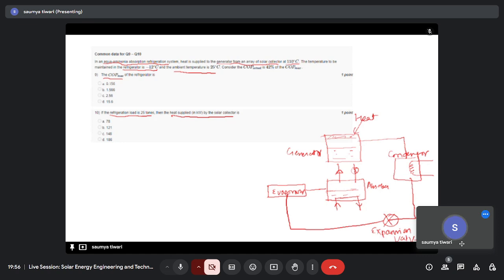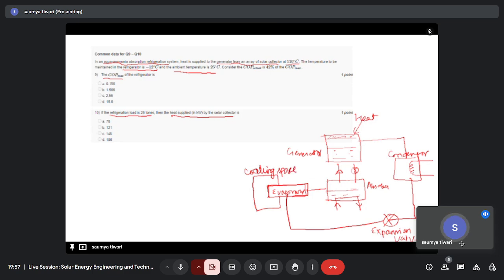Okay, let's see this question. First, let's understand what an aqua ammonia absorption refrigeration system is. It's a type of vapor absorption refrigeration system that uses ammonia as a refrigerant and water as an absorbent. If you see how this works, this is your evaporator. This is your cooling space, whatever space needs to be cooled.